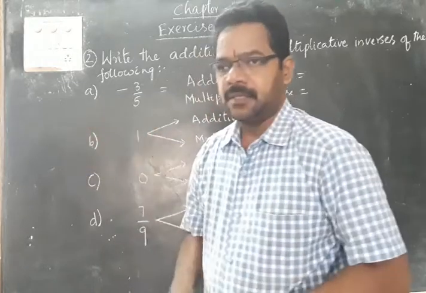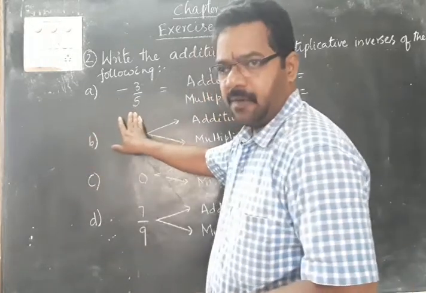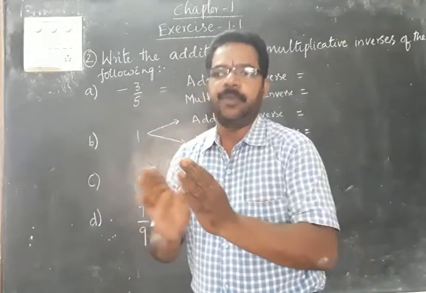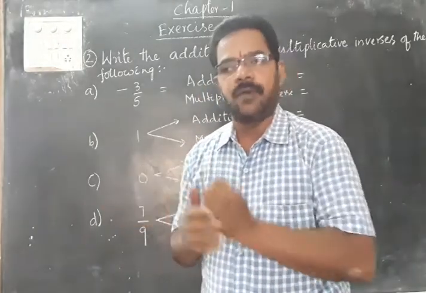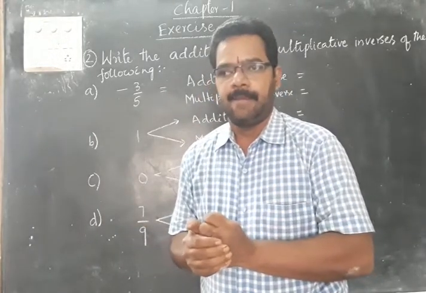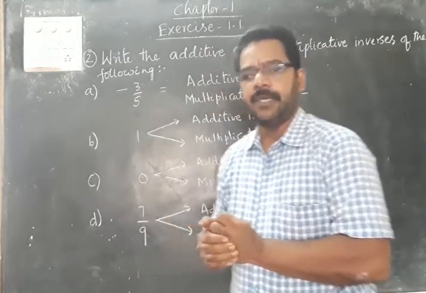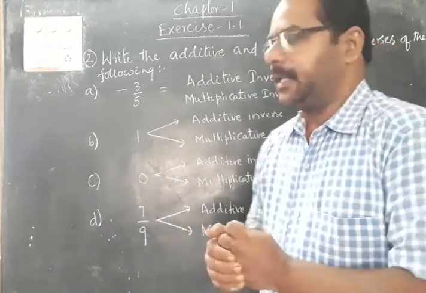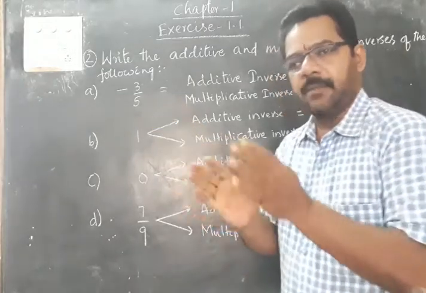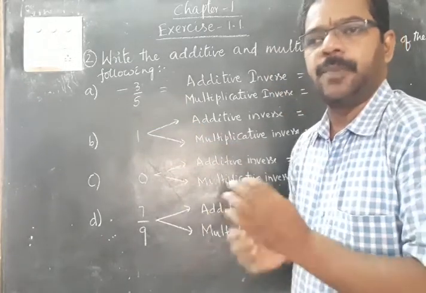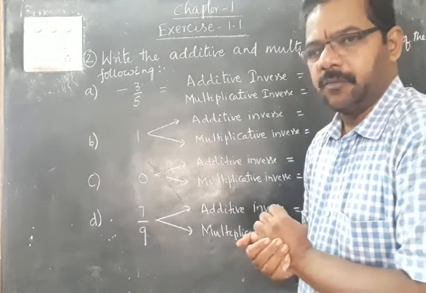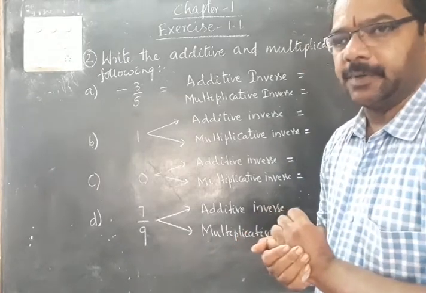Additive inverse means, suppose I have taken a number. For this number, some number should be added so that the answer becomes 0. That is called additive inverse. And multiplicative inverse means, if you multiply the given number with some number, the answer should be equal to 1. Then we can call that the multiplicative inverse.